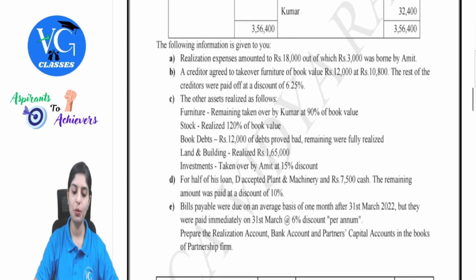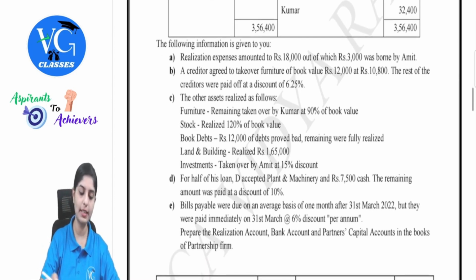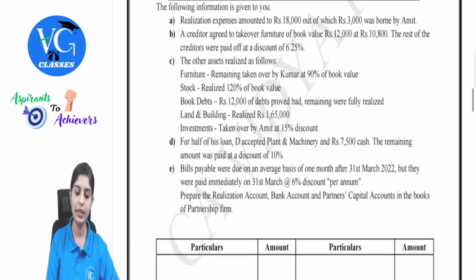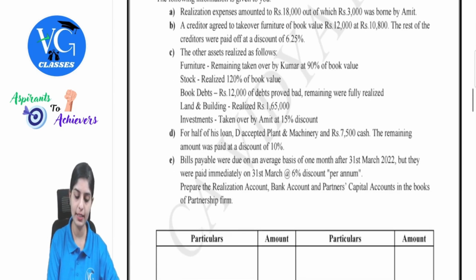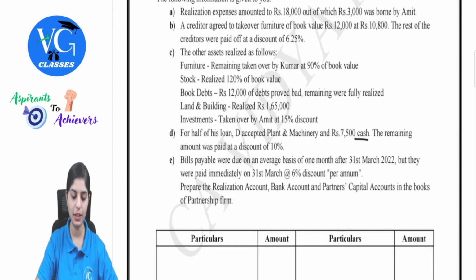Creditor agreed to take over furniture of book value. The rest was paid. The other assets realized given. For half of his loan, D accepted plant and machinery and 7,500 cash. The remaining amount was paid at a discount. Bills payable were due on an average basis of 1 month after 31st March, but they were paid immediately on 31st March at 6% discount per annum. Prepare the realization account, bank account, and partners' capital in the books of partnership firm.